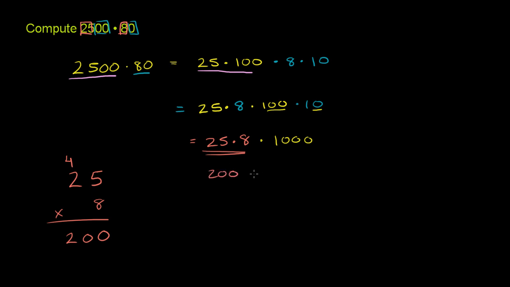So we're going to multiply 200 times 1,000. And the easiest way to think about it is you just add the zeros when you're multiplying times a power of 10. So just imagine you have 2, 0, 0, and then you add the 3 zeros there. 1, 2, 3, and you are left with 200,000. So 2,500 times 80 is 200,000.